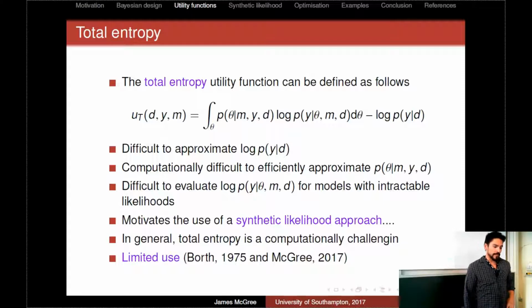So there are a number of challenges there. And actually, in general, total entropy, as you can see, is a computationally difficult utility to use. Since it was proposed by Borth in 1975, I haven't found anyone who's used it in the literature. And I think that's why. I think it works, but it hasn't been used because it's just difficult to calculate.